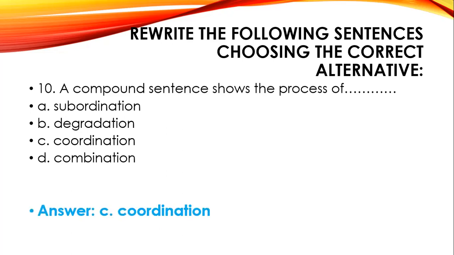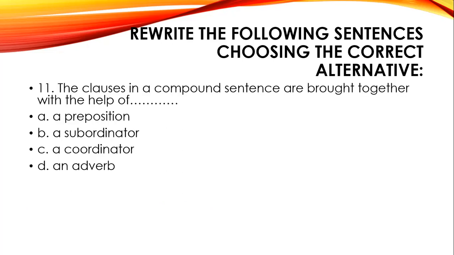Number 10, a compound sentence shows the process of dash dash. Option A subordination, option B degradation, option C coordination, option D combination. And the correct answer is option C coordination. A compound sentence shows the process of coordination.